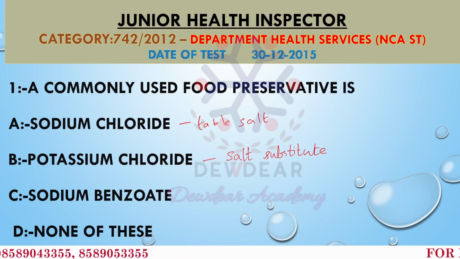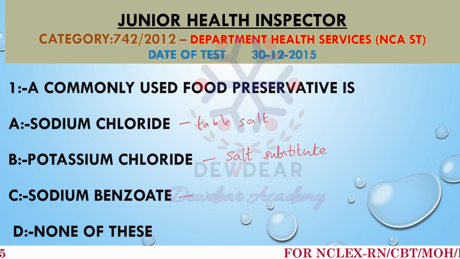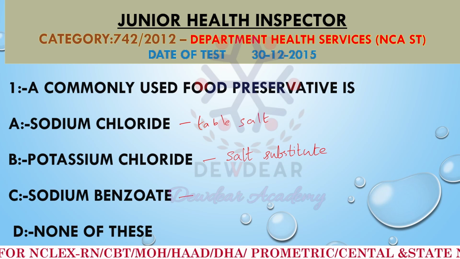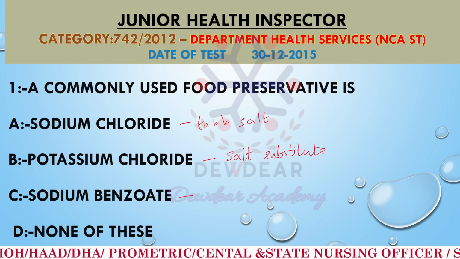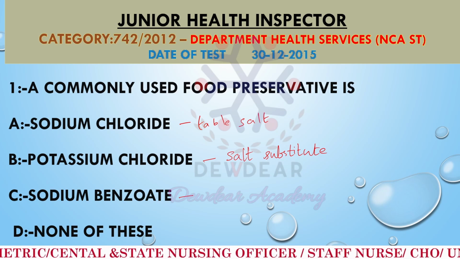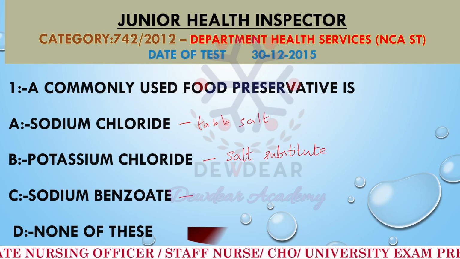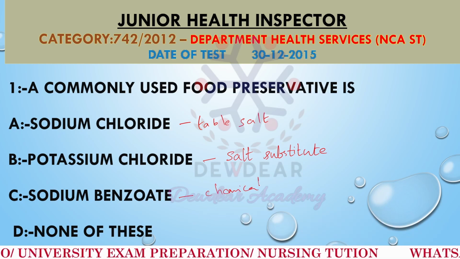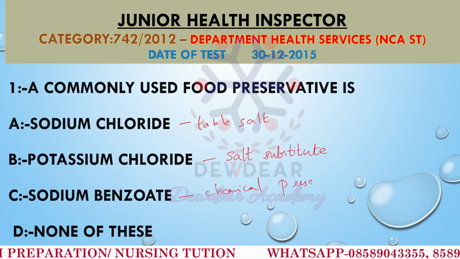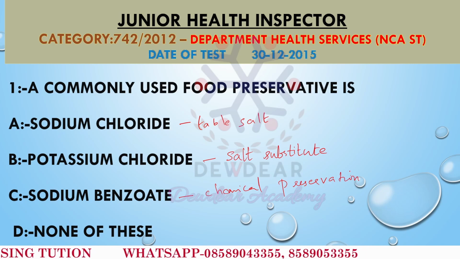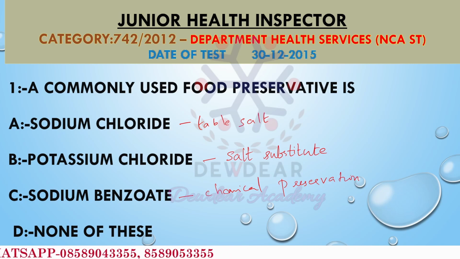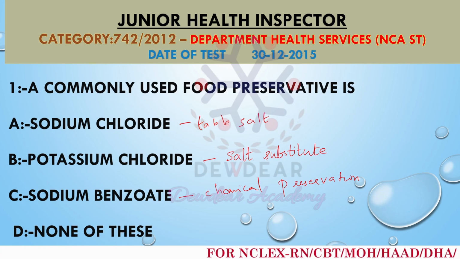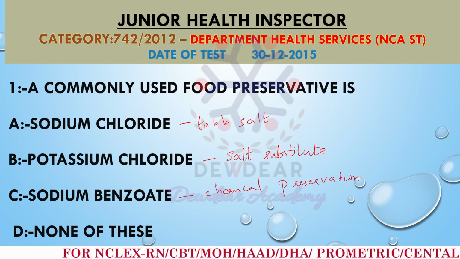Then the third option, that is sodium benzoate. Sodium benzoate is a widely used chemical preservative in acidic foods and beverages like fruit juices, soft drinks, jams and pickles. It prevents the growth of microorganisms such as bacteria, yeast and mold by creating an inhospitable acidic environment.